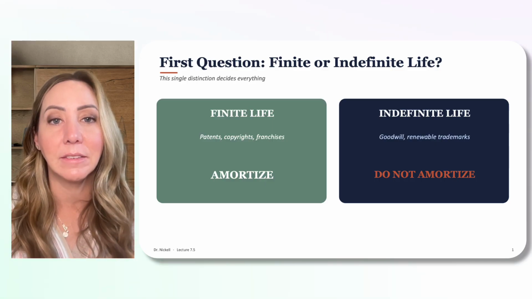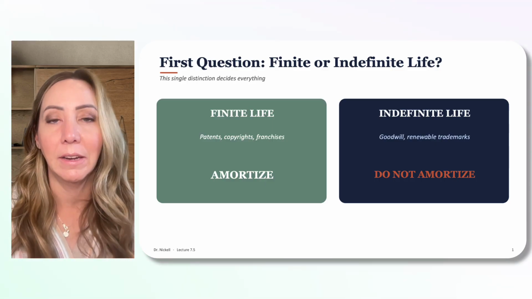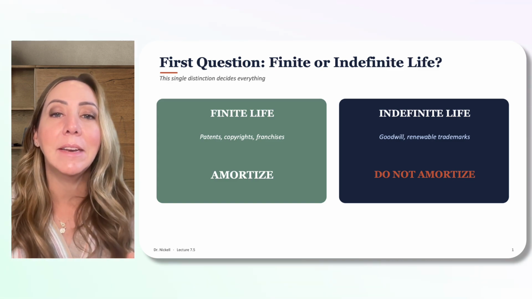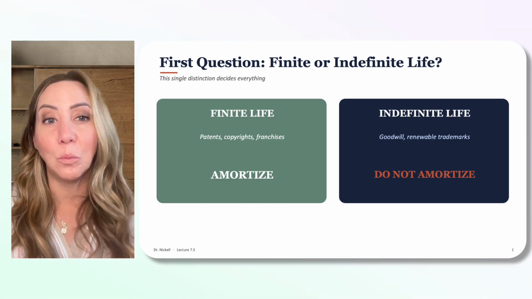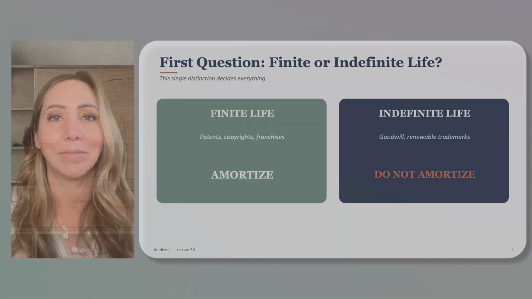A franchise might run for a set number of years. Those get amortized. But some intangibles, like goodwill or a renewable trademark, have no foreseeable limit on how long they'll generate value. Those have an indefinite life. And here's the twist, we do not amortize them at all. You'll remember that land is similar.